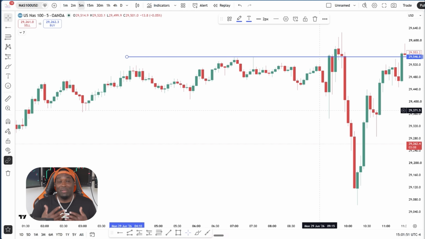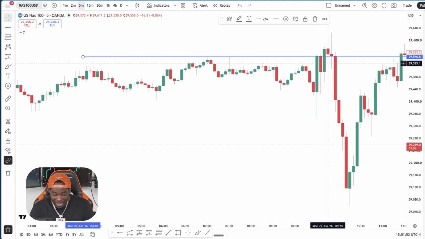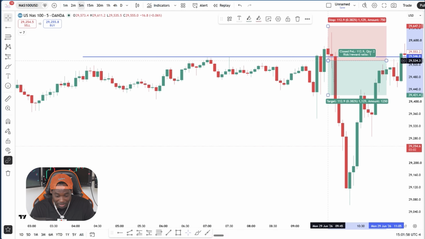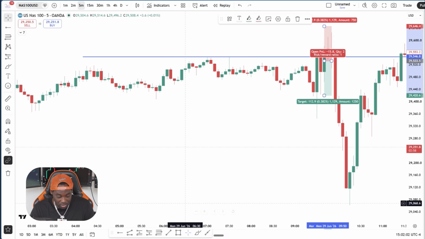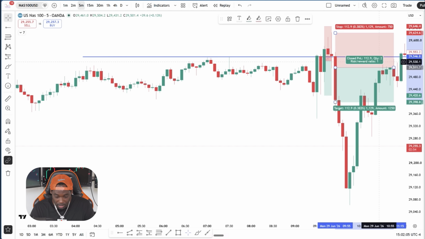The reaction would be a 5-minute candle. So right here, we had the first reaction. I took the short and I got stopped out. So this is the first short right here. I got stopped out. And then I re-entered. My re-entry was right here. Took another short right here.